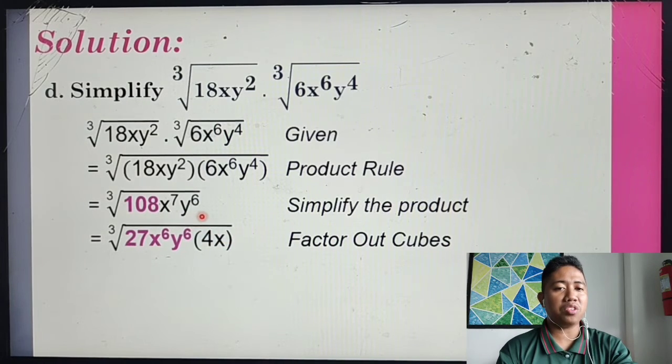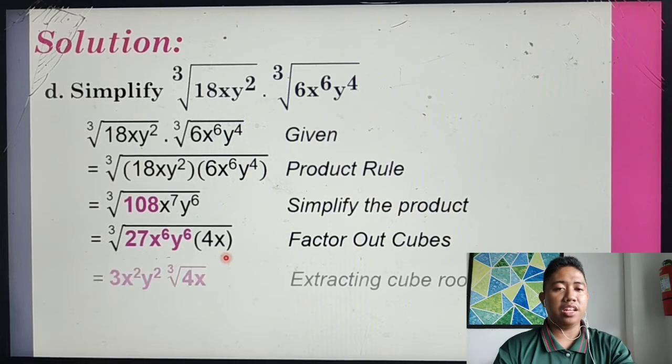And copy y to the 6th power since the given expression is a perfect cube, so it has a multiple of 3. So it becomes the cube root of 27 x to the 6 y to the 6 times 4x. The next step to do is to extract the cube root. So we simplify 27 x to the 6 y to the 6. So the cube root of 27 is 3.